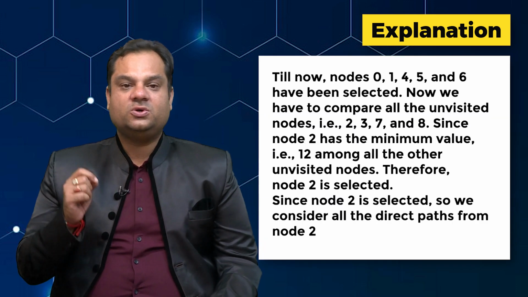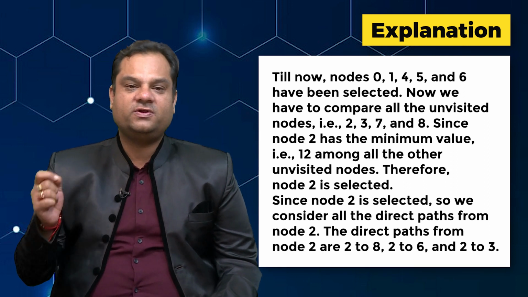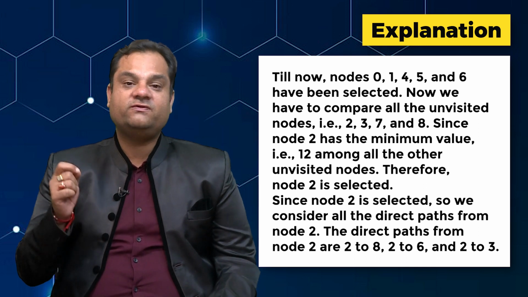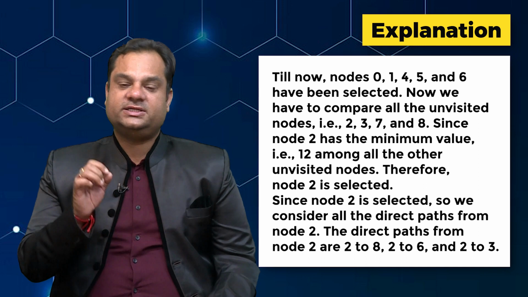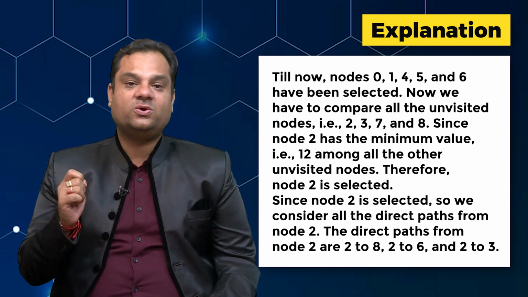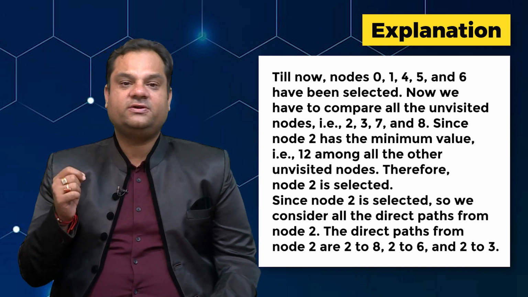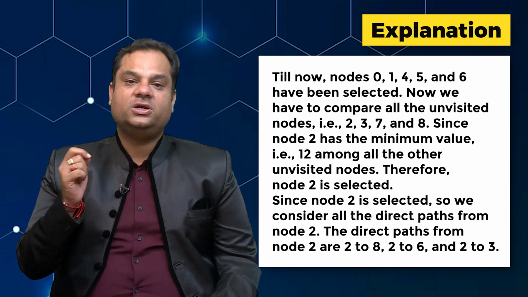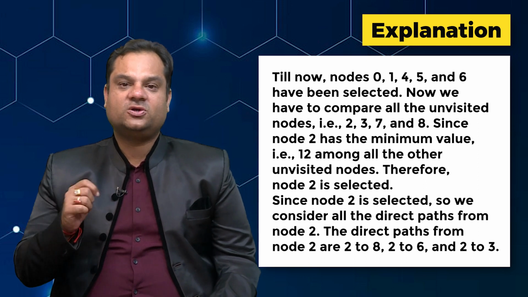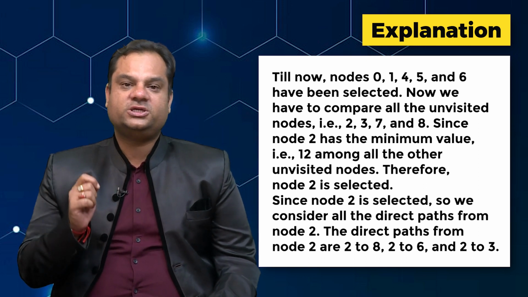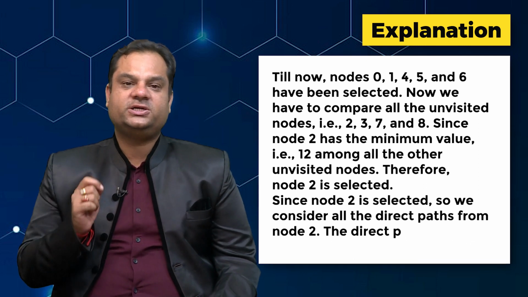So till now, nodes 0, 1, 4, 5 and 6 have been selected. Now we compare all the unvisited nodes, that is 2, 3, 7 and 8. Node 2 has the minimum value, 12, amongst all the other unvisited nodes. Therefore, node 2 is selected. We will consider all the directed paths from node 2, which are 2 to 8, 2 to 6 and 2 to 3.